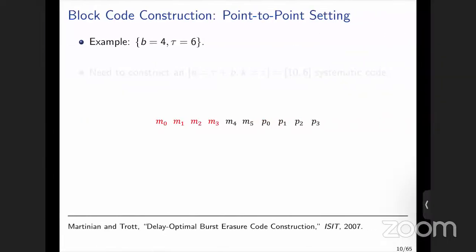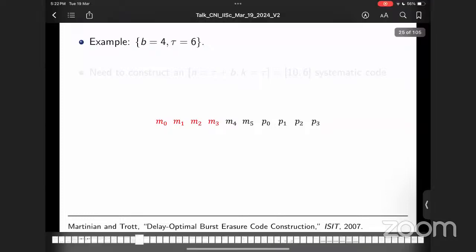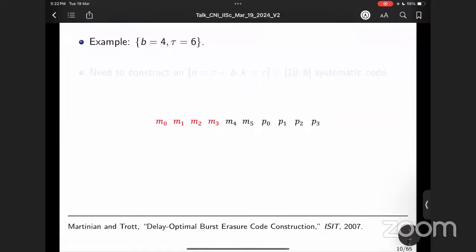Let's say b equal to 4, tau equal to 6. So now if you look at the bound, which I discussed earlier, what it was saying was the following: r is less than or equal to tau over tau plus b, which is nothing but 6 over 10, right? So this is the best rate that is possible.